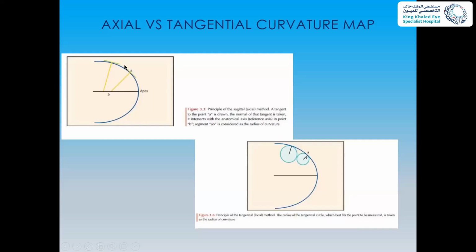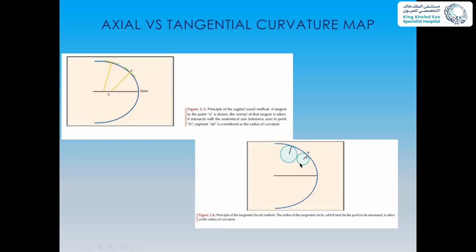So there is a horizontal line, the axis to the corneal surface, and we draw a normal, a perpendicular to the fixation, and whatever the radius is, that is the radius of curvature, which increases. In other words, the cornea flattens as we go peripheral. This is how you calculate the sagittal or axial power.